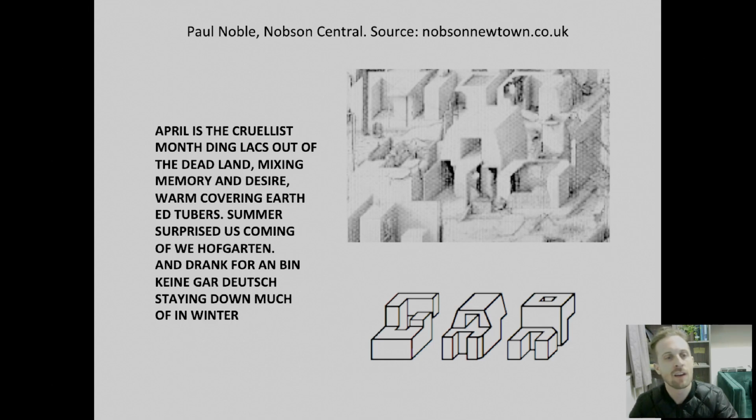On McLaren's blog, he does a fantastic job of trying to work out exactly how to read the text of Nobson Central. McLaren realises that Noble deliberately leaves out a lot of words and letters so that only traces of these texts remain. So Noble does to the texts much like what he does to the architecture. He crumbles it into pieces so that all that's really left of Nobson Newtown and of T.S. Eliot's The Waste Land are fragments and ruins.